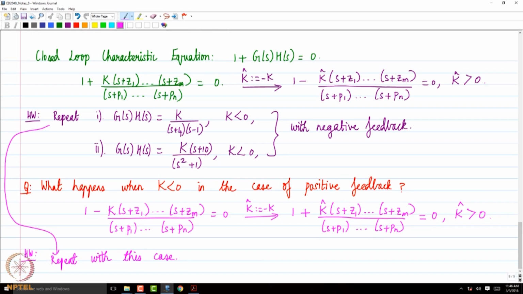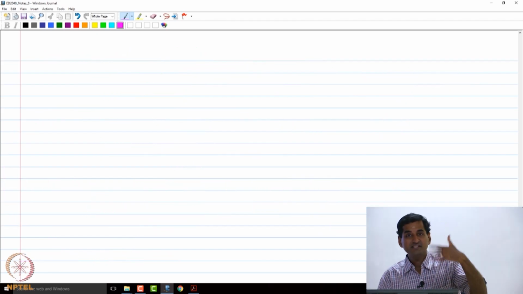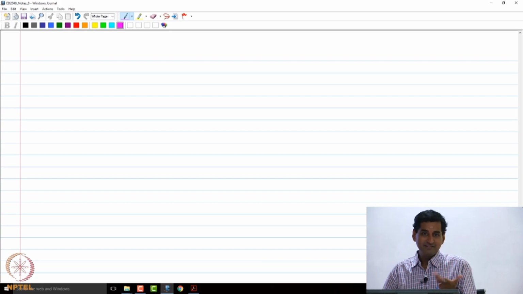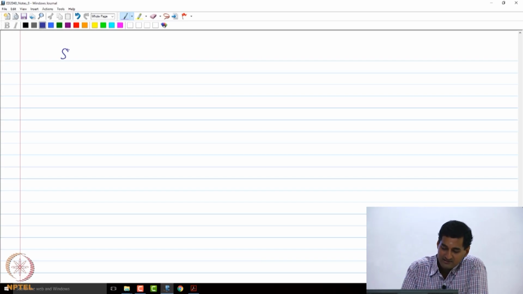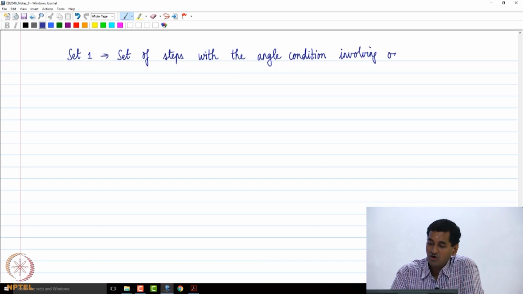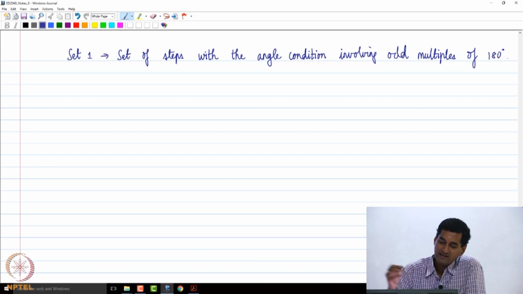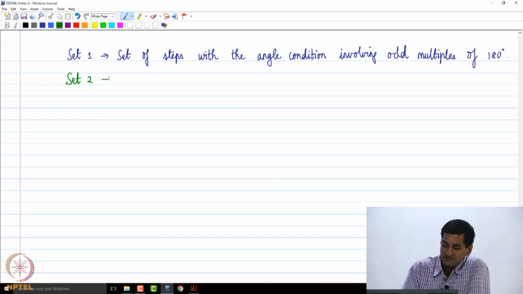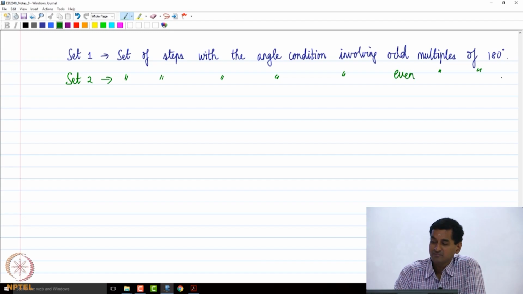If I call the set of steps that we discussed in the previous discussion the first set, and what we discussed today the second set, let's say we call set 1 the set of steps with the angle condition involving odd multiples of pi, odd multiples of 180 degrees, and set 2 the set of steps with the angle condition involving even multiples of 180 degrees, right?